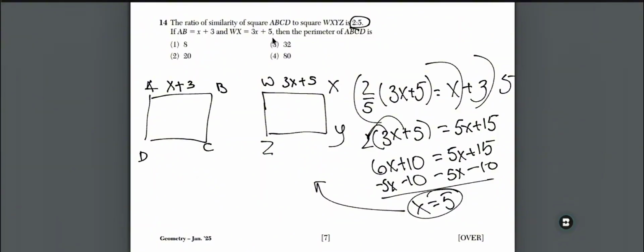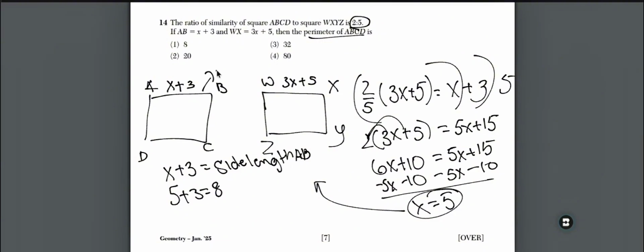Now I need to find the perimeter. So if I need to find the perimeter, I need to find the length of one side. So x plus 3 is equal to the side length of AB. So I'm going to plug in 5 for x, and I'm going to get 8. So my side is equal to 8. And because it's a square, what I can just do is 8 times 4, and I'm going to get 32 as the perimeter, answer choice number 3.